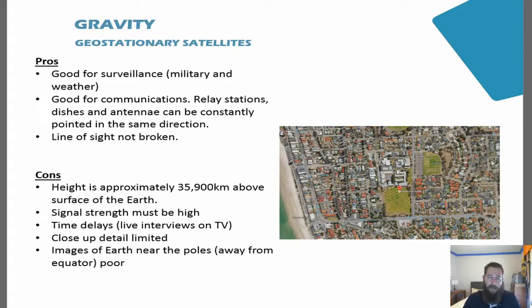Also, by being geostationary and being really far away, the detail of the satellite is limited. So good things about it though, is it's good for surveillance, so military and weather surveillance, and communications. Fixed equipment on Earth such as relay stations and dishes and antennas that are permanent or semi-permanent are fixed to point at that satellite at all times.